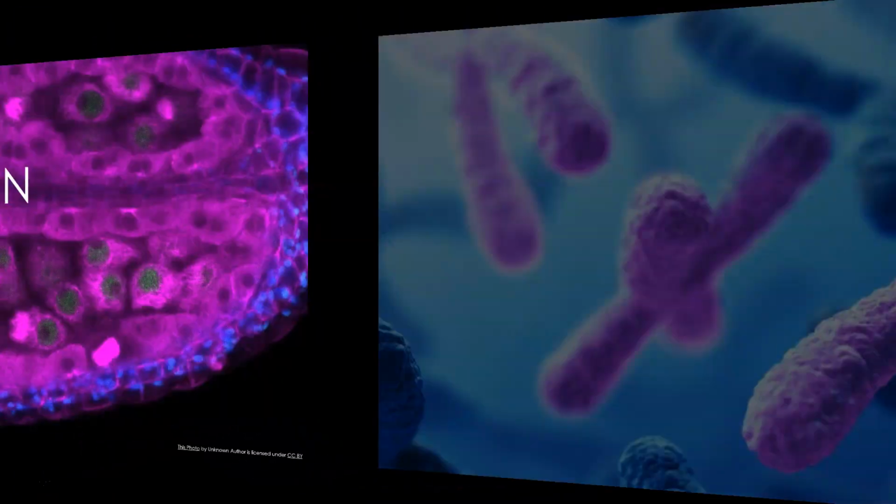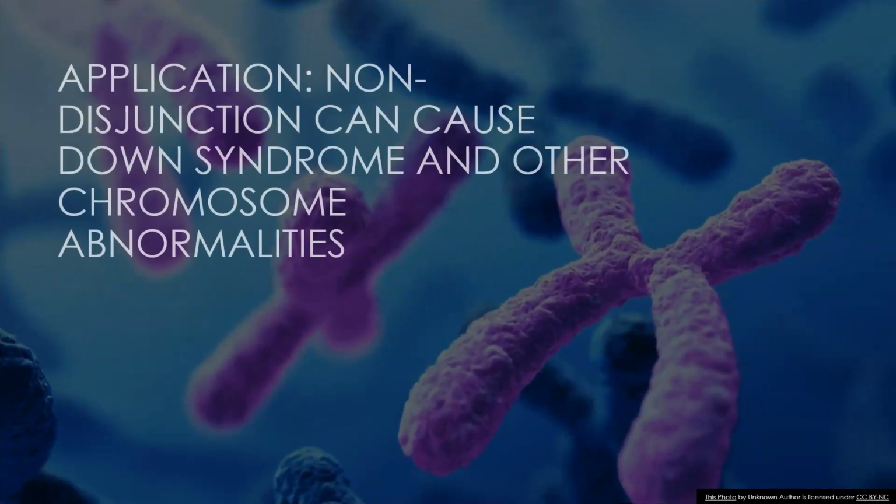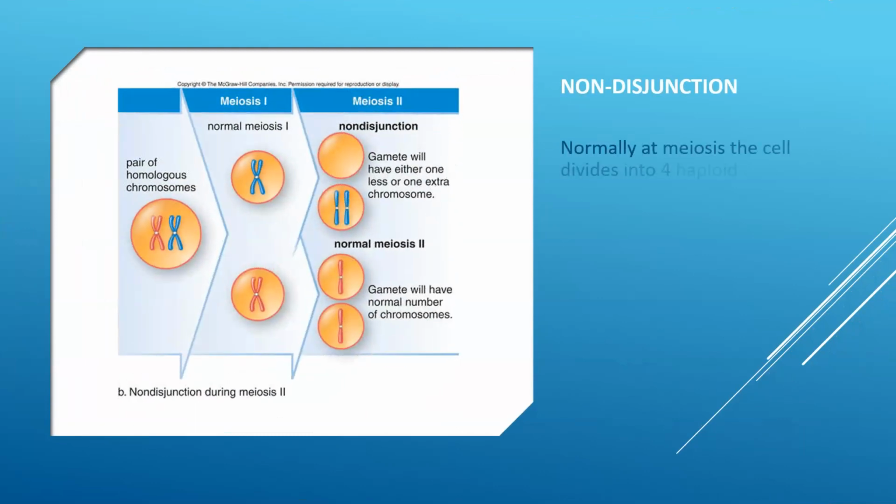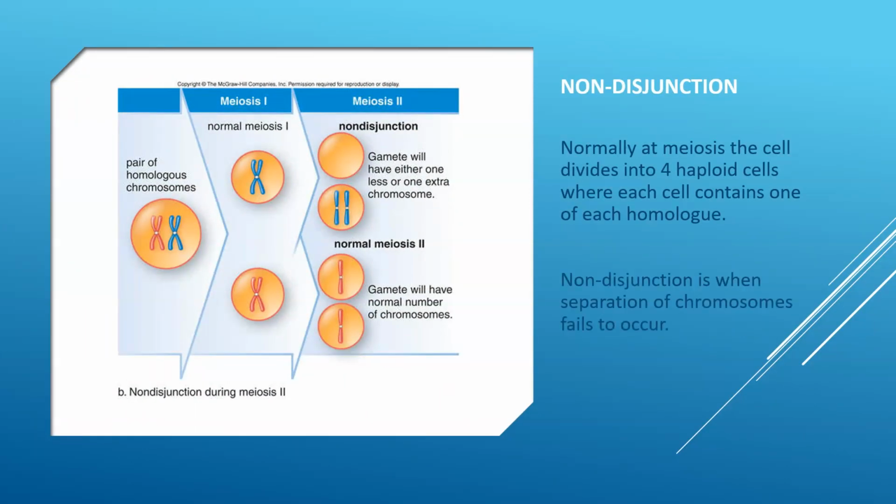Okay, so your applications and skills, where do we take this information now? First of all, non-disjunction can cause Down syndrome and other chromosomal abnormalities. So what is this whole concept of non-disjunction? Normally at meiosis, the cell divides into 4 haploid cells, where each cell contains 1 homologue. Okay, now non-disjunction is when separation of chromosomes fails to occur.